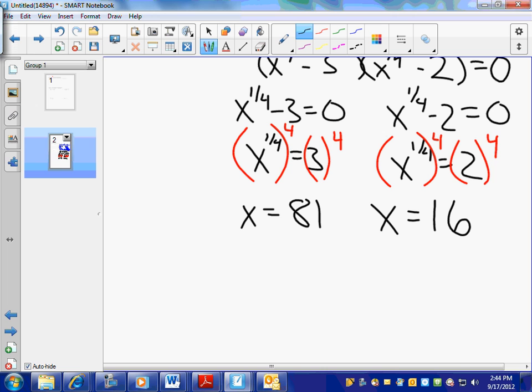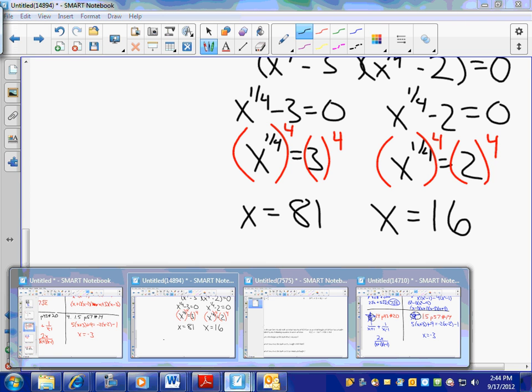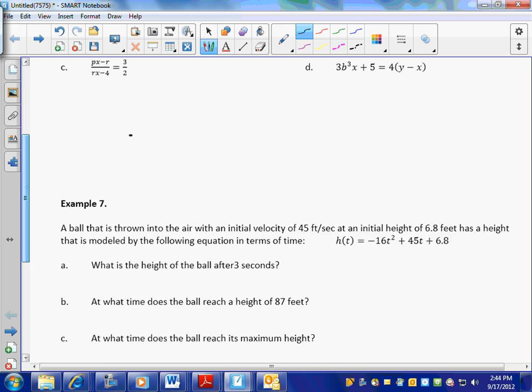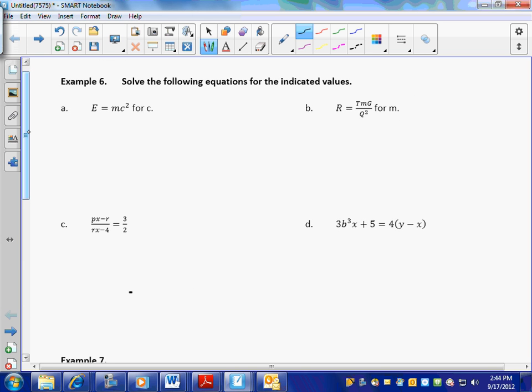Flip. A and B are super easy. C and D are a little bit more difficult. E equals mc squared. If you were asked to solve for c, could you do it? How? Divide by m. Good.